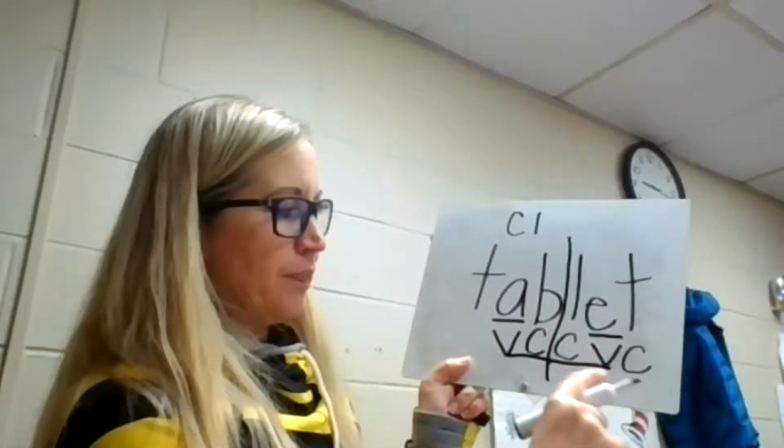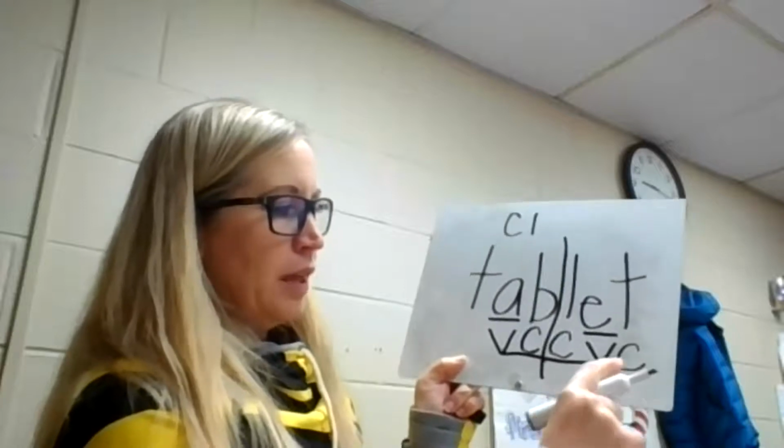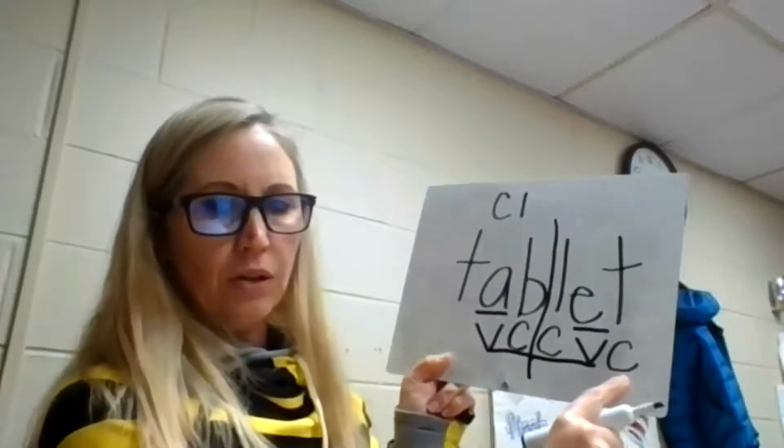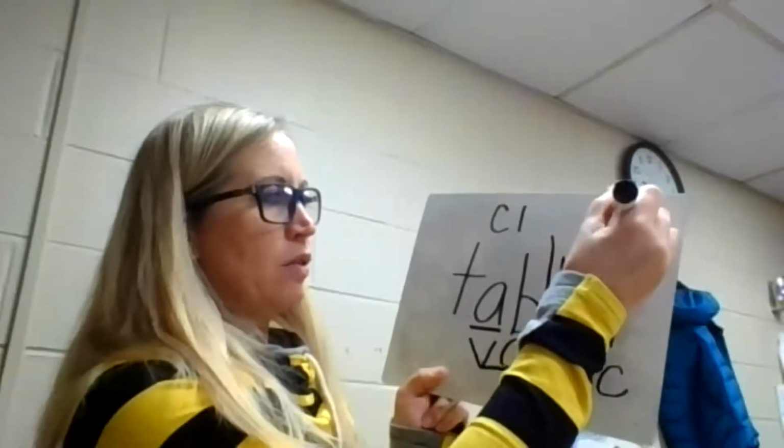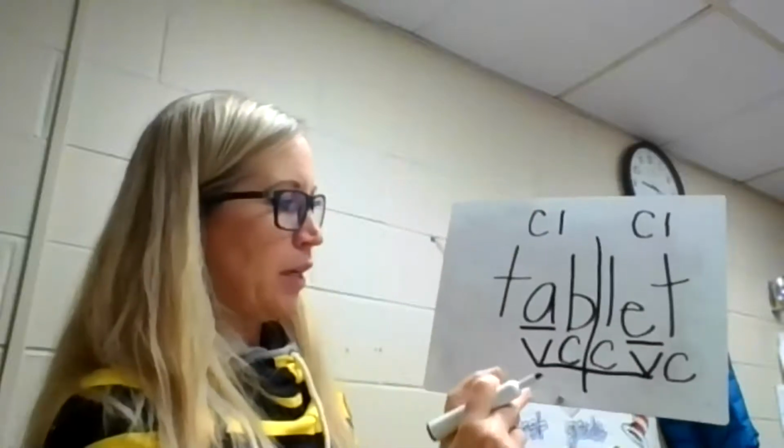Let's look over here. I've got a vowel, then I have a consonant. I know that's a closed syllable. I'm going to mark that as a closed syllable. It makes a short vowel sound. I'm ready to read my word.